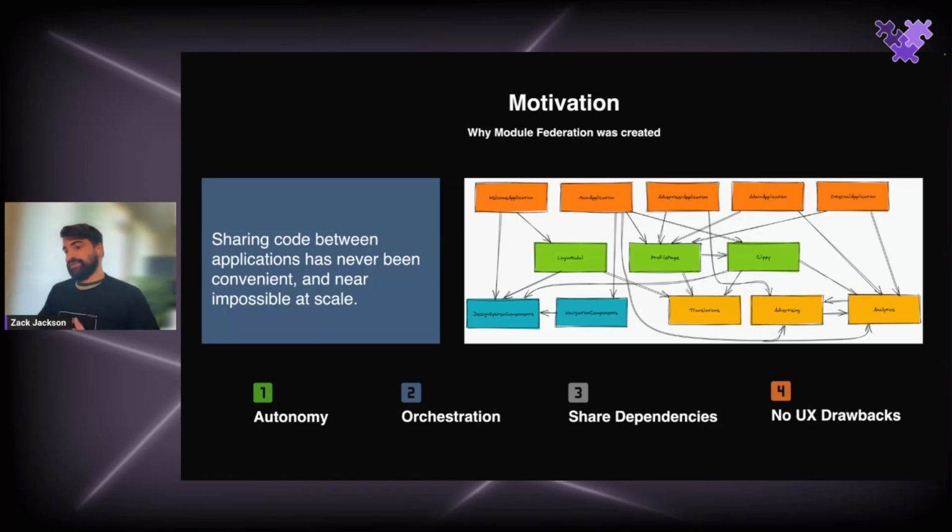So really what I was trying to look for is a way to provide autonomy to independent groups, a manner of orchestrating in a stable, predictable way, the ability to share dependencies, and a way to try to mitigate the UX drawbacks that we've usually seen before with things like externals or multi-framework or anything like that, where you start to really drag down the web performance.